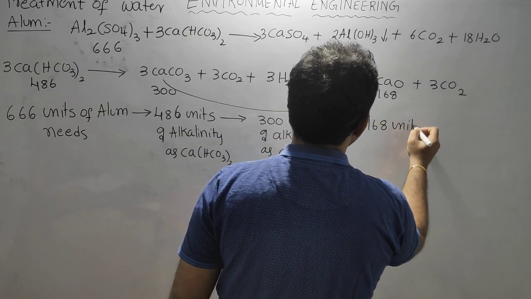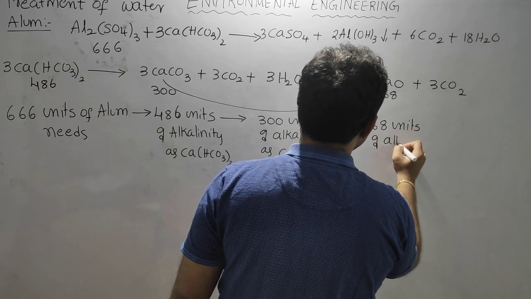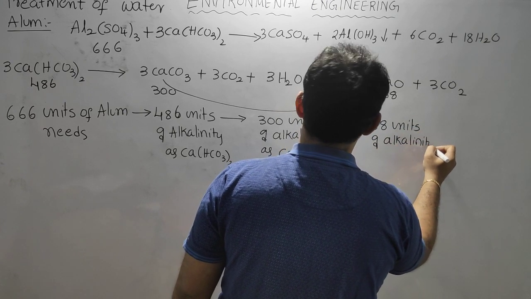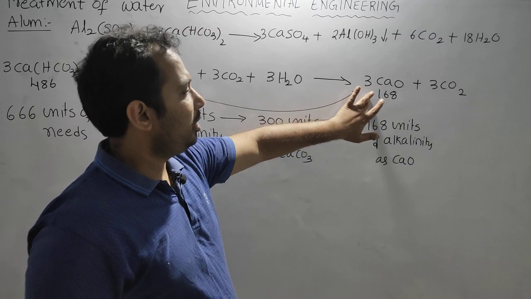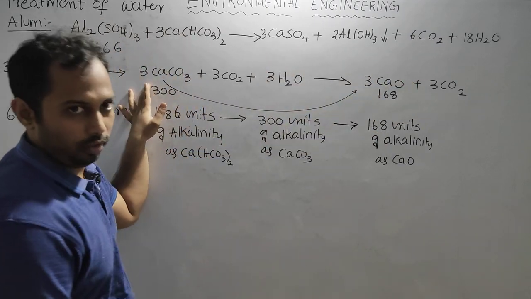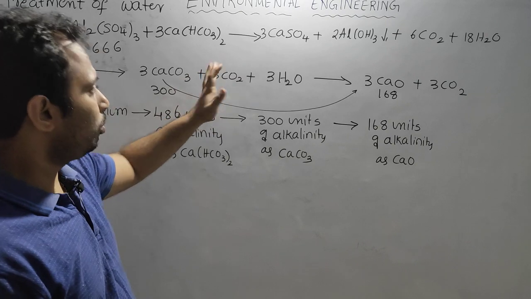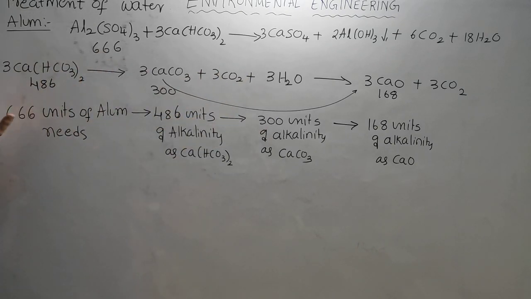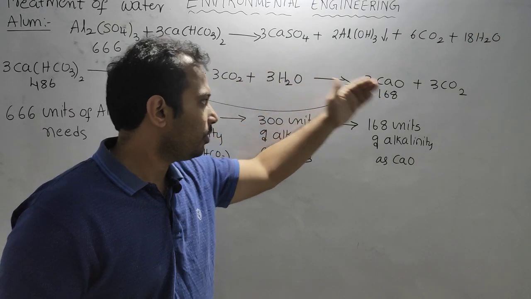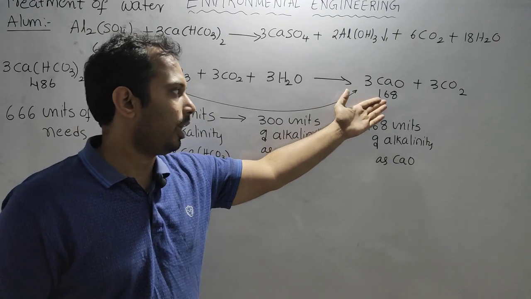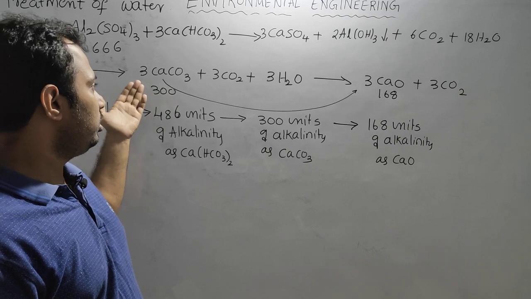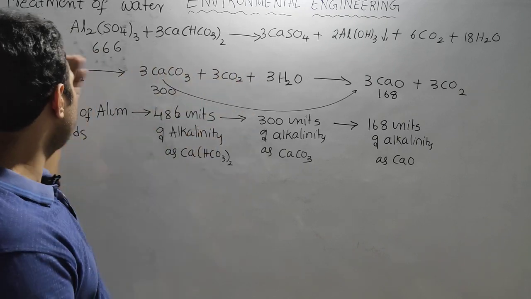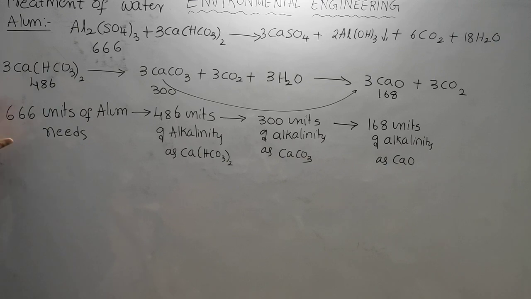So this 300 needs 168 units of alkalinity as CaO. So take it in reverse manner. 3 CaO plus 3 CO2 is 3 CaCO3. 3 CaCO3 plus 3 CO2 plus 3 H2O is 3 Ca(HCO3)2. So for creating this from quicklime, this is the reaction. To quicklime we add 3 CO2, then it forms 3 CaCO3. For 3 CaCO3, if you add 3 CO2, 3 H2O, then it forms 3 Ca(HCO3)2. So this is the relationship.